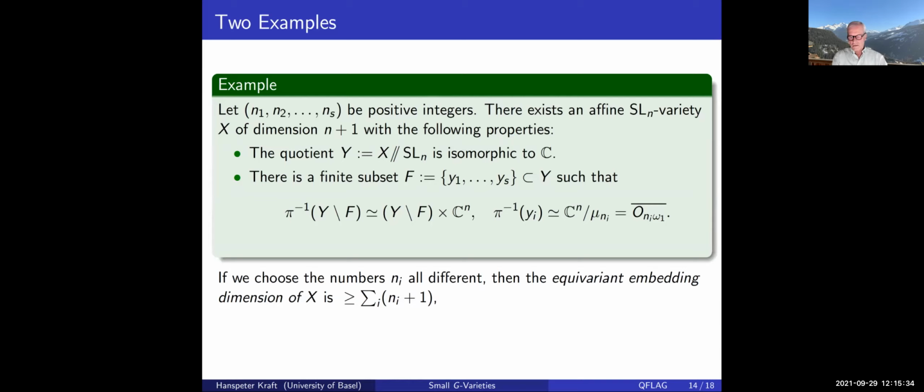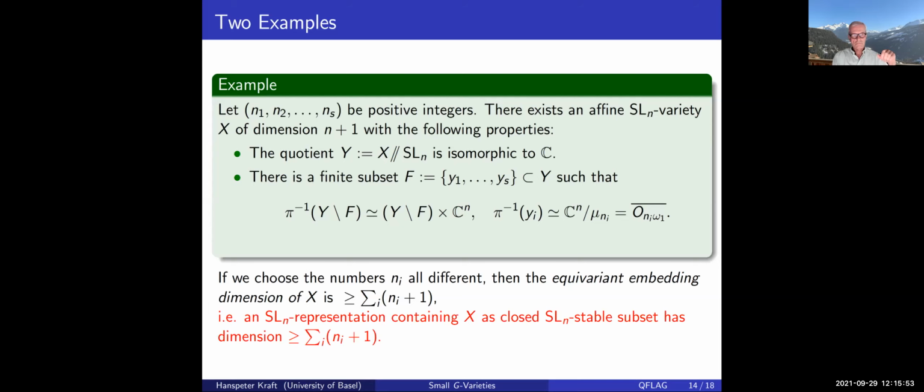And the fact that this embedding dimension is at least this is because the mu_ni representation only lives in this module. It cannot live in a smaller one. So this solves the equivariant embedding problem in a negative way. An SLn representation containing X as a closed SLn-stable subset has dimension at least the summation of the ni plus 1. So it can be made as large as you want.